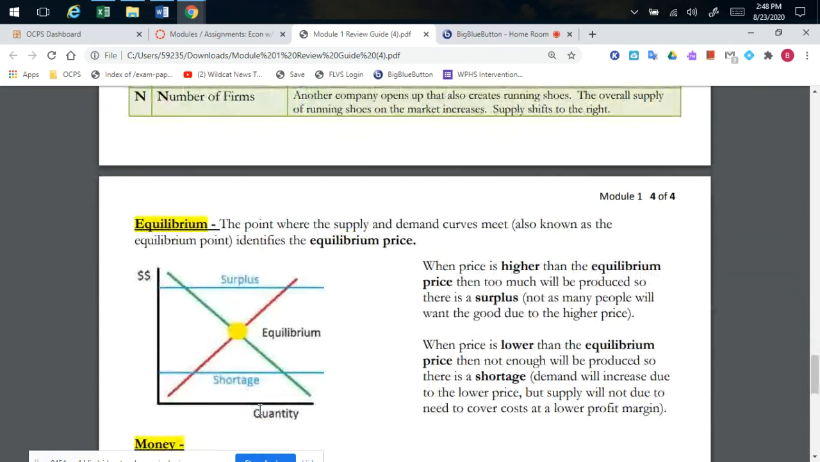The intersection of the downward sloping demand line and the upward sloping supply line represents our equilibrium. At the equilibrium price and the equilibrium quantity, it shows how much people will be able to take without there being a shortage or a surplus.